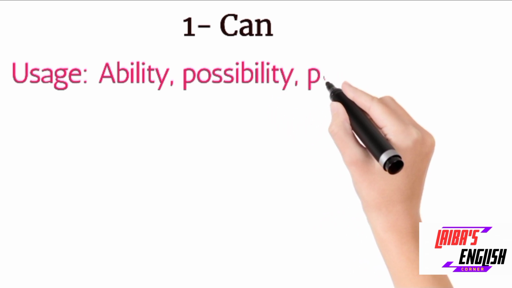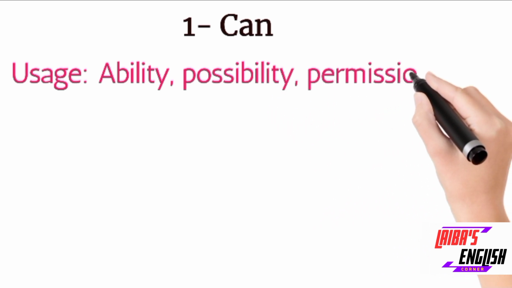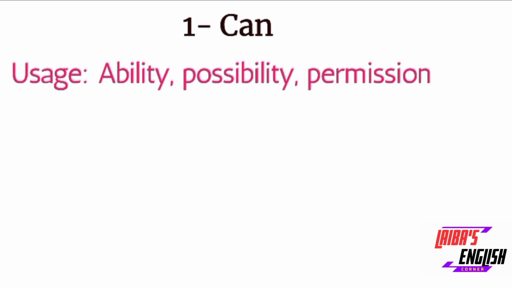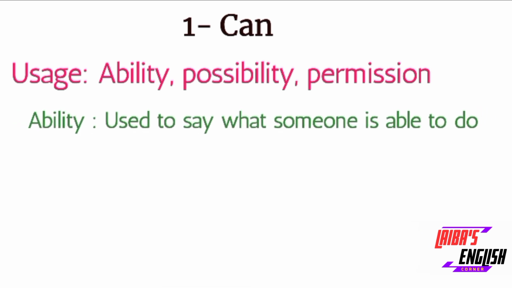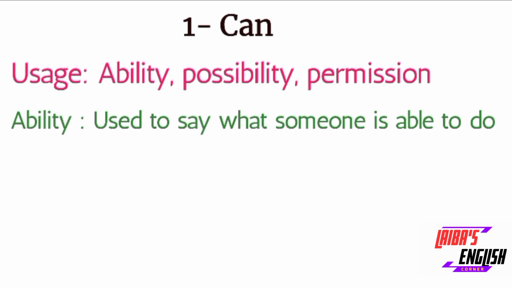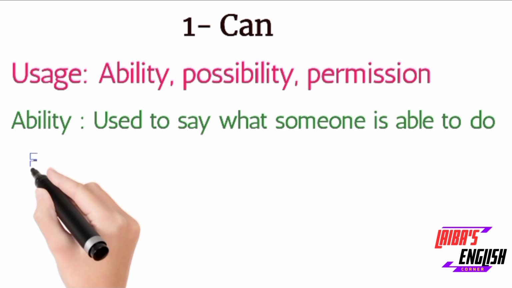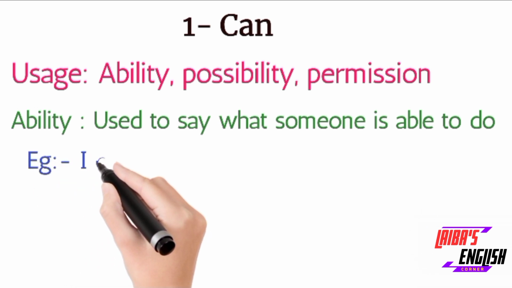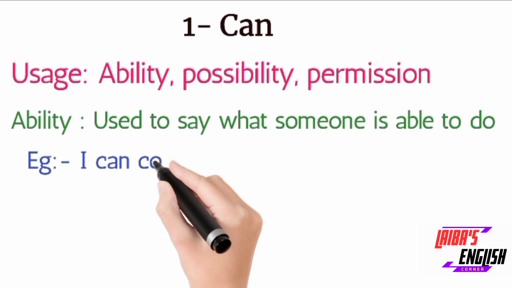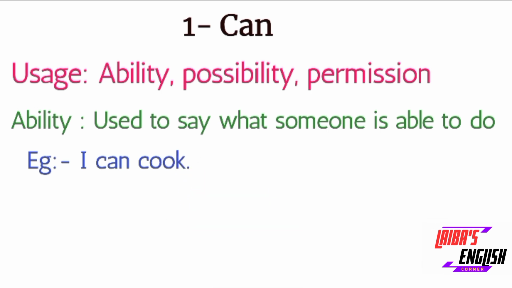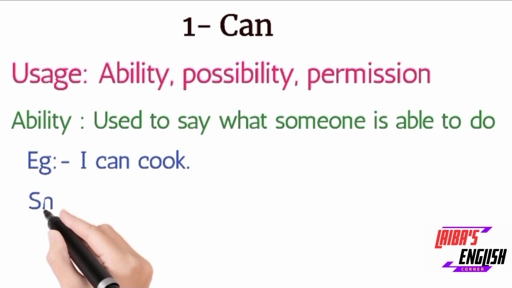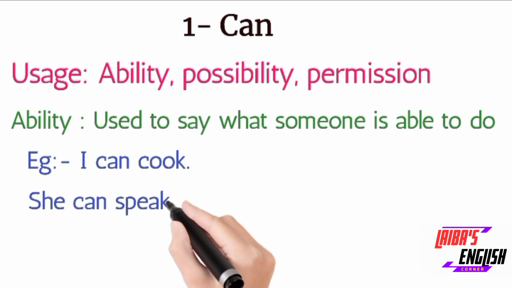Basically, can is used to show ability, possibility, or permission. Remember that can is used to express three things: abilities, possibilities, or permission. Number one, ability. Used to say what someone is able to do. For example, I have the ability to speak 3 languages. So this is the ability, and we will use can here. Another example, I can cook. It's my ability that I can cook.